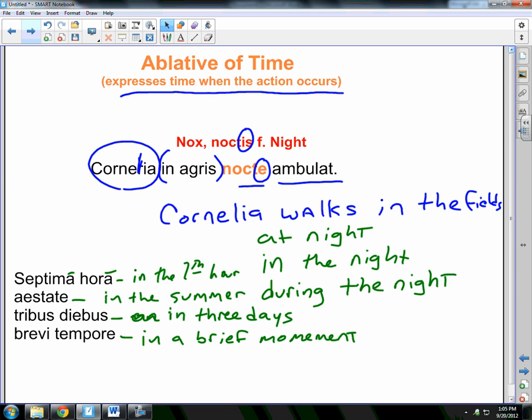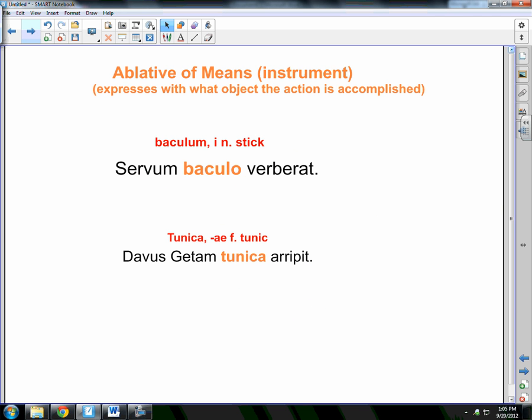And again, any of those, at night, in the night, during the night, would be just fine. The big deal, though, is that we understand that there isn't going to be a preposition when we're expressing time when the action occurs. So the first one, ablative of time. We'll move to the next one, the ablative of means, or they sometimes call it the ablative of instrument.